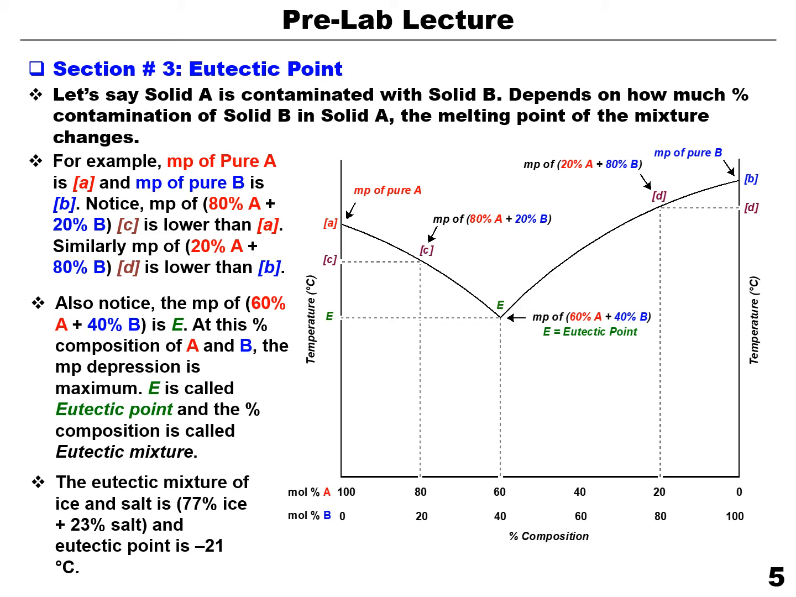of salt. But if you see the case of A and B, you can notice that 60% of A and 40% of B gives out the eutectic point.